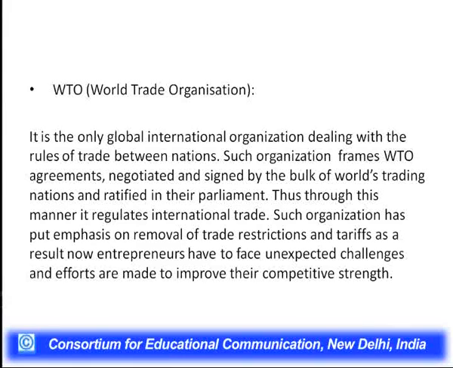Such organization frames WTO agreements, which are negotiated and signed by the bulk of the world's trading nations and ratified in their parliaments. What do we mean by ratified? Subsequently they are adopted by those countries which are part of WTO in their parliaments. Thus, in this manner, it regulates international trade. The organization puts emphasis on removal of trade restrictions and tariffs. As a result, entrepreneurs have to face unexpected challenges and make efforts to improve their competitive strength.